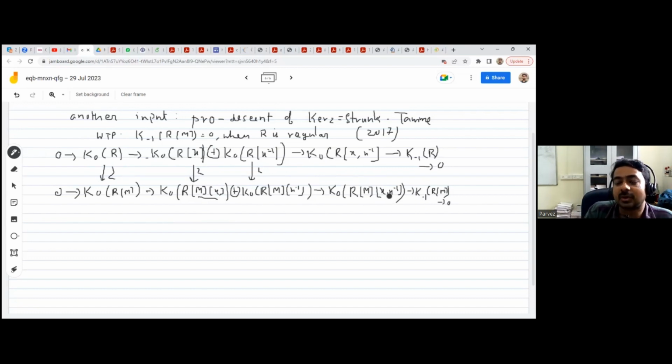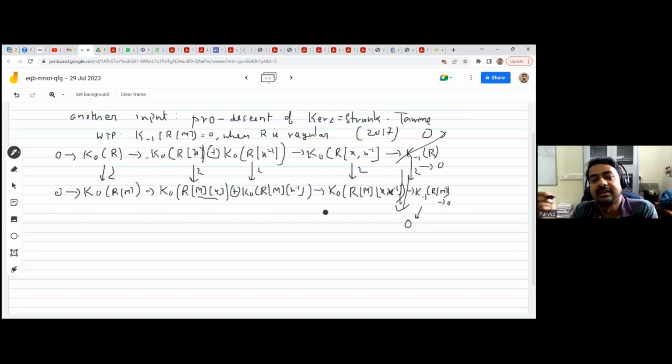I mean, the monoid does not have to be a positive monoid. You can take the Laurent variable, the inverse, also. So this is also a monoid, and this is also an isomorphism, right? All these things are isomorphisms. By the 5 lemma you can say this is also an isomorphism. But for a regular ring, this is 0. So this implies that this is 0.